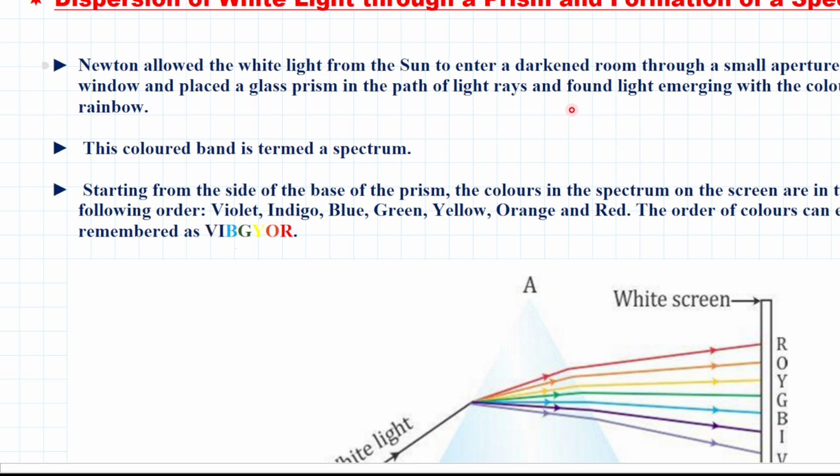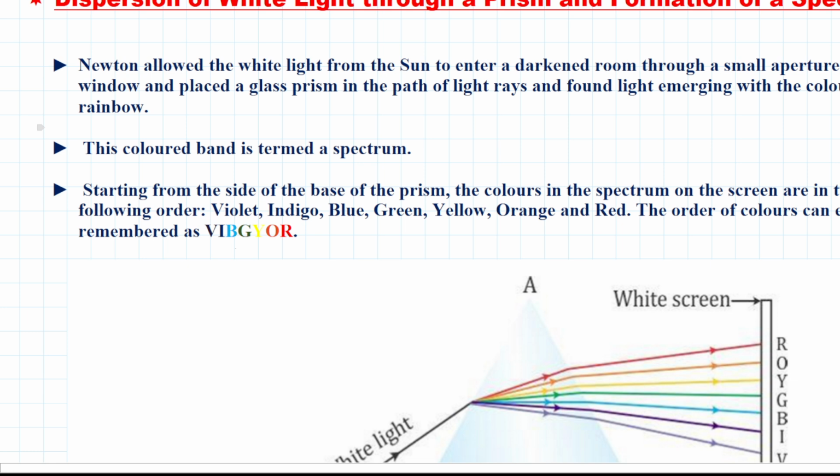Okay, now in the path of the light ray, he found light emerging with the colors of rainbow. So now he found what? That light is emerging in the color of rainbow, means that white light is divided into 7 colors. Okay, the color band is termed as spectrum. So this color band is known as spectrum. That 7 colors means white light is deviated into 7 colors from a glass prism.